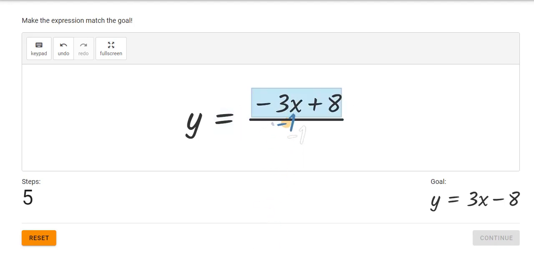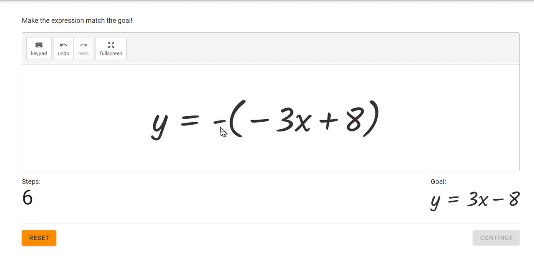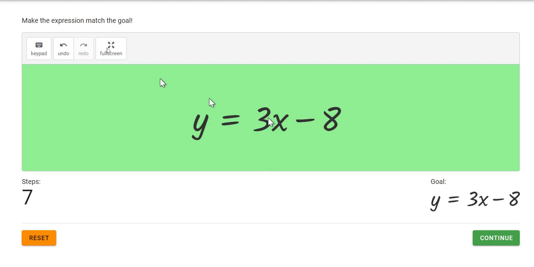I'm going to just bring it up there. All right, so -1, there's a 1 here, -1. I'm just going to distribute it inside, and there we go. And we did it. We finished it.